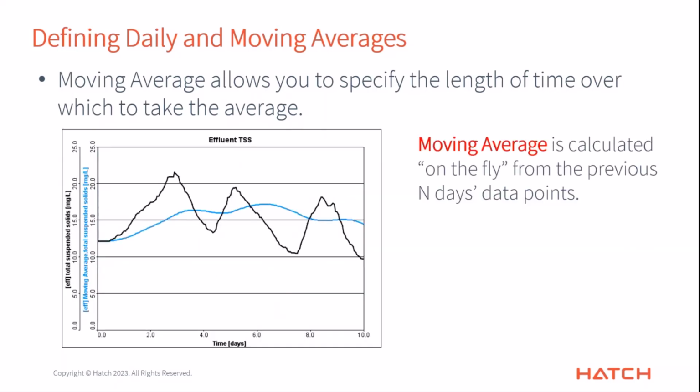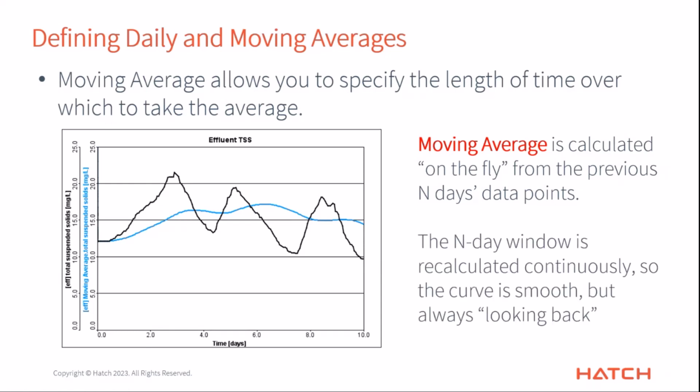So it tends to work out as a much smoother type of curve here. You can see as the variable was going up, the moving average was also going up, and then it took some accumulation of values coming down for it to settle down. And you get an on-the-fly calculation, just like you did before, but it's from n days. You specify how many days of data points it is. So it's done and recalculated continuously. So the curve is smoother, but it's always still looking back in time, so to speak.